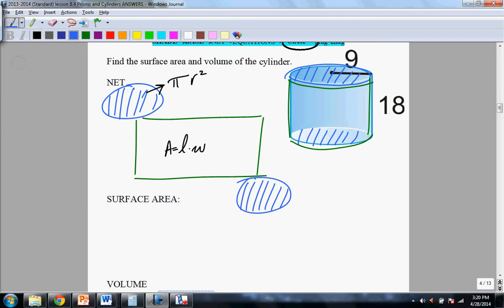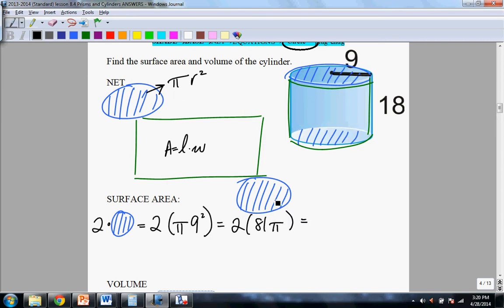So here, I'm going to do 2 times the circles. So that's 2 times pi. My radius is 9 squared. 2 times 81 pi. So my 2 bases is 162 pi. We don't have units, so we just write units squared.